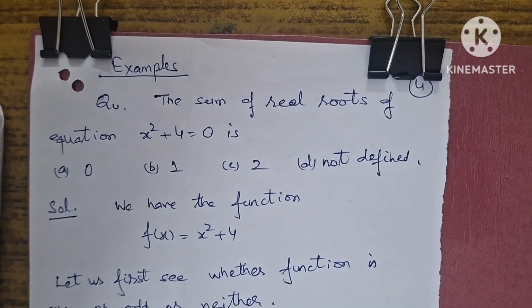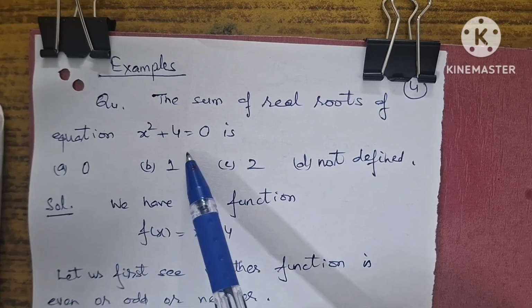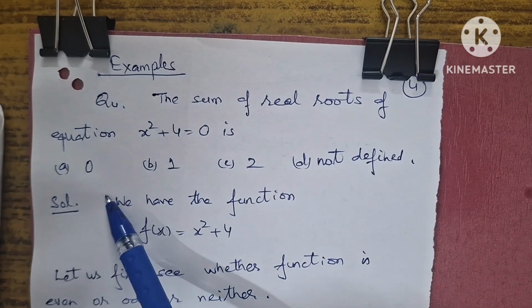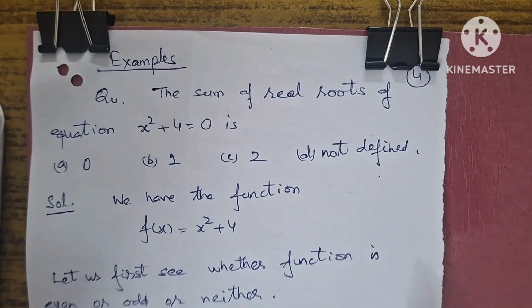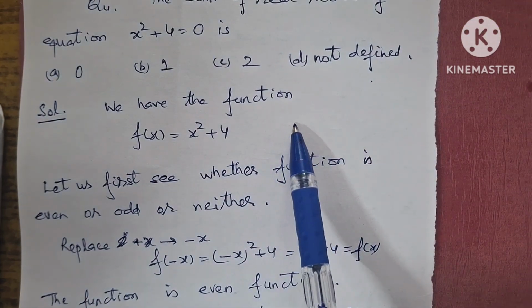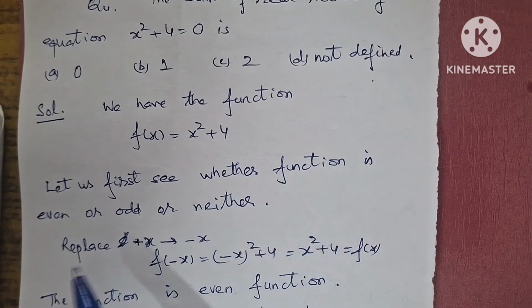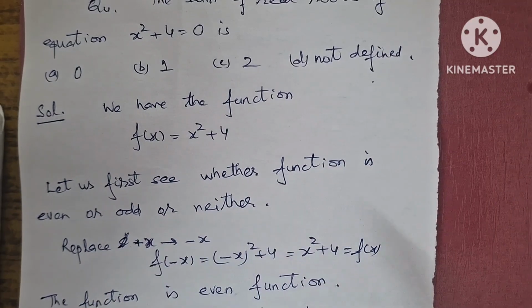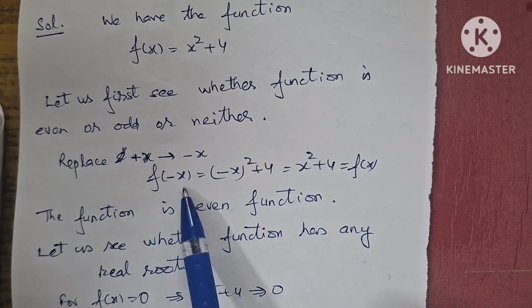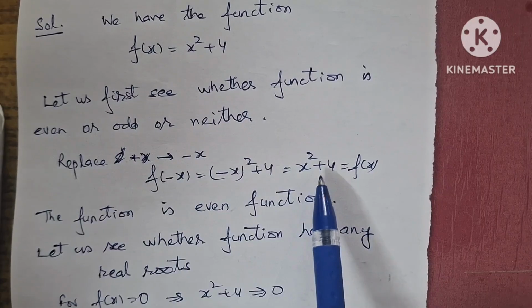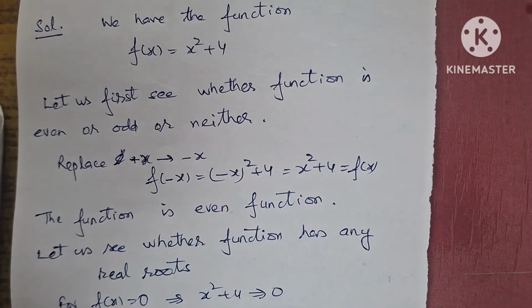Now the examples. The sum of real roots of equation x square plus 4 is equal to 0 is: 0, 1, 2, sum is not defined. We have the function x square plus 4. Let us first see whether the function is even or odd or neither. Replace x by minus x. f(-x) is again x square plus 4, which is equal to f(x). The function is an even function.